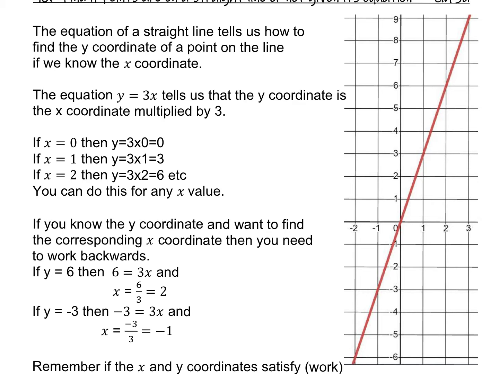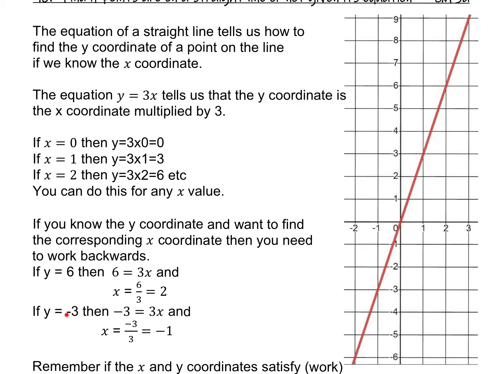If you know the y-coordinate and want to find the corresponding x-coordinate, then you need to work backwards. So if y is equal to 6, then instead of having y equals 3x, you have 6 equals 3x. And then x would be 6 divided by 3, which is 2. You can see that on the graph. When y is 6, x is 2.